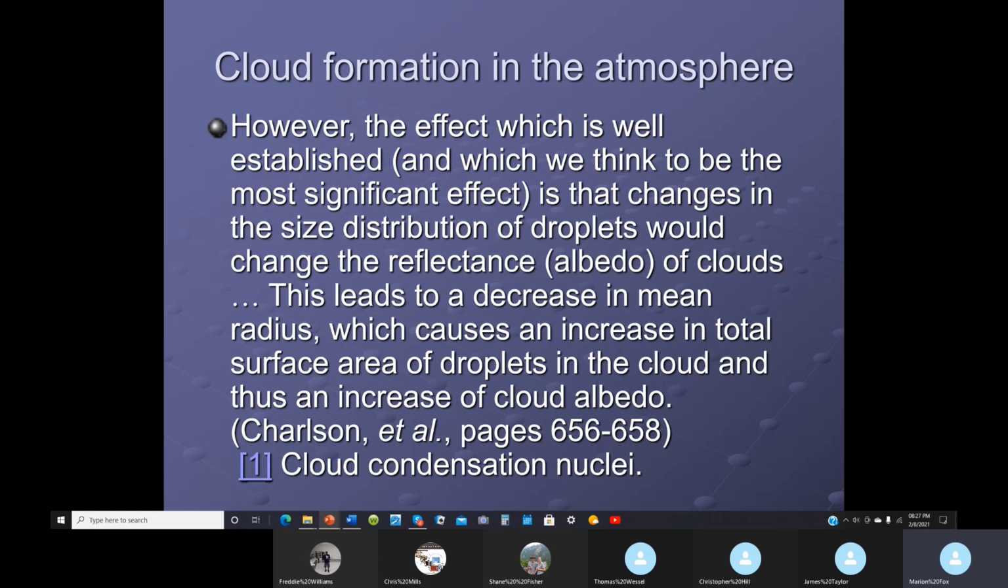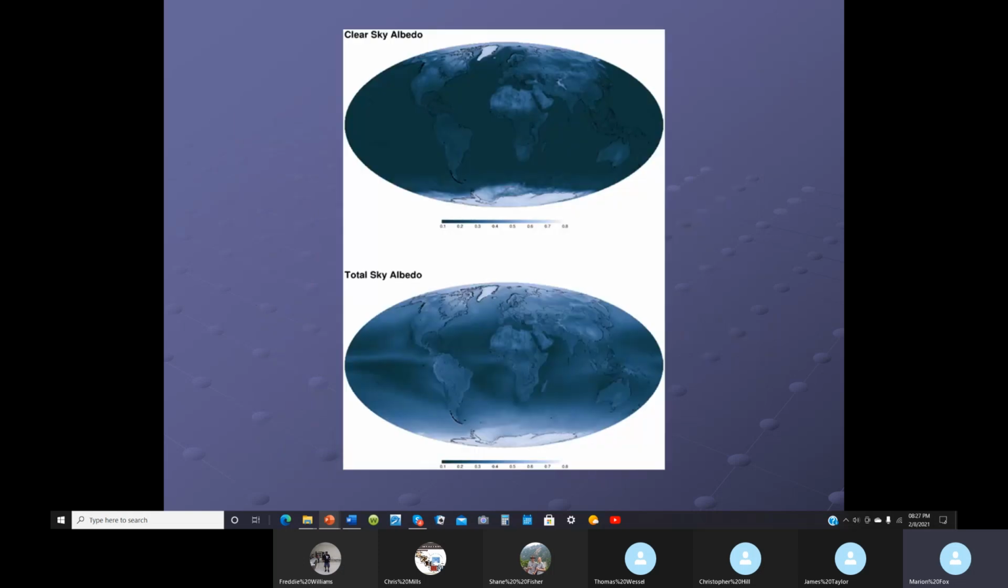Cloud droplets. And again, all of this is complicated. There's a bunch here. Clear sky albedo, what it looks like. Right there, total sky albedo, there's a whole bunch of reflection due to clouds. And so we get less reflected here with this clear sky and more reflected with the albedo for clouds. Reflects more back out into space.